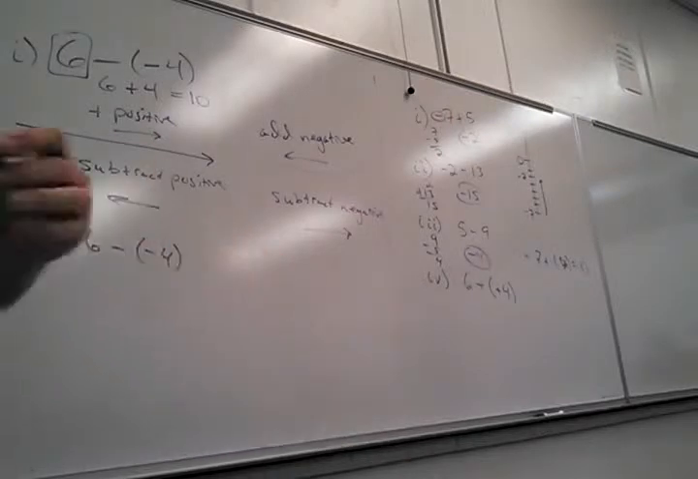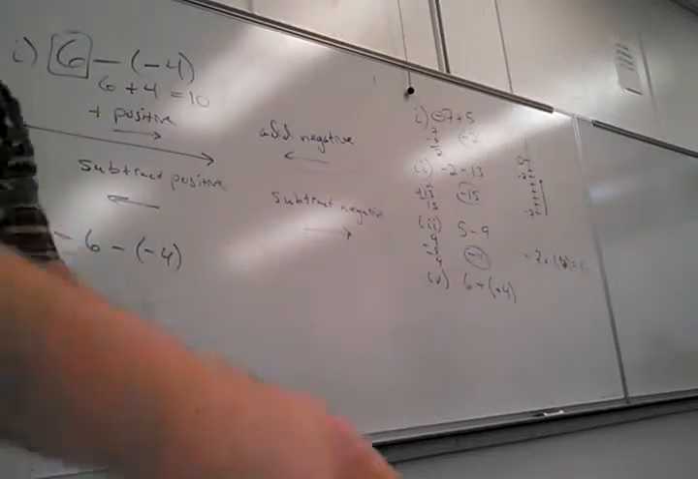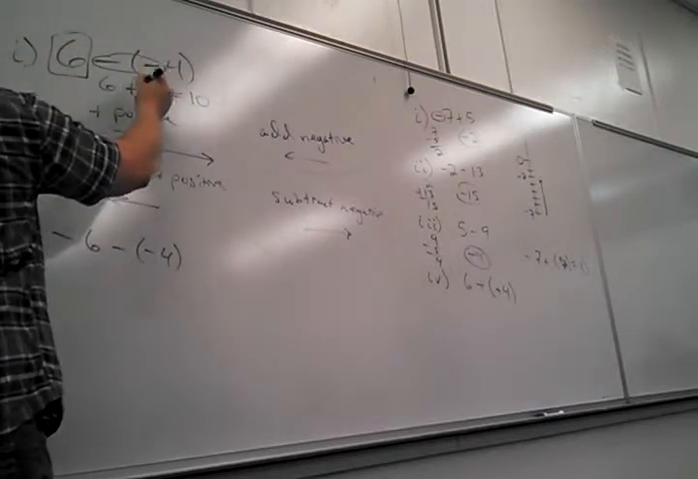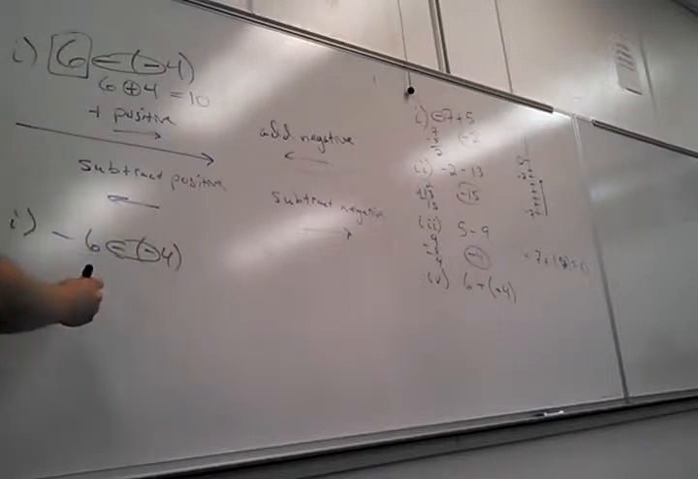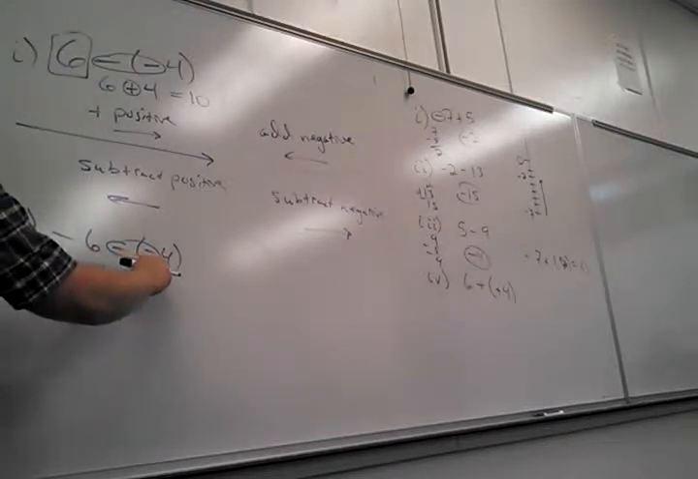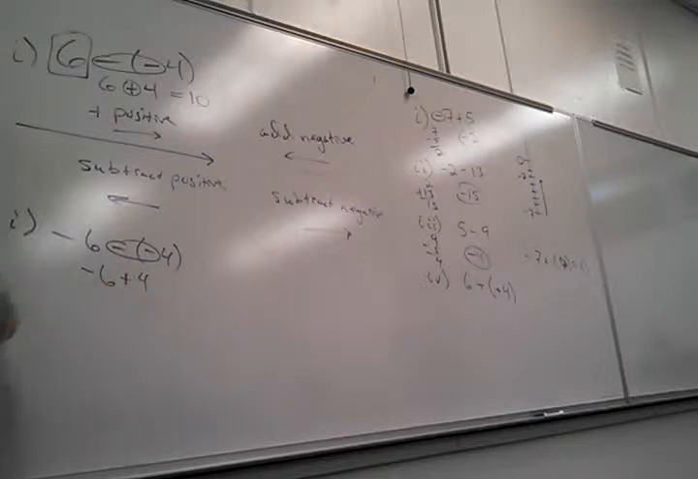Now, the first step is the same. I have two negatives sitting next to each other, so I make it a plus. What do I do in the next line? Without this minus, this negative. Let's do this problem real quick, and then I'll do the one you're talking about. This will be negative 6 plus 4.